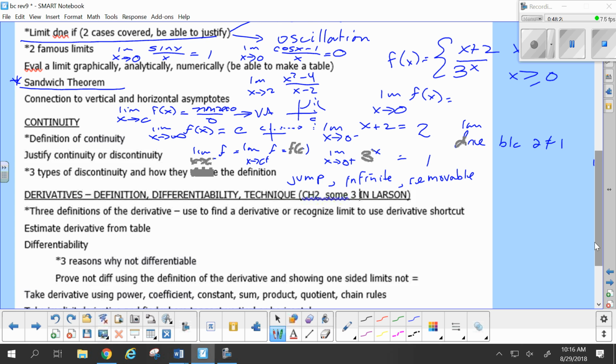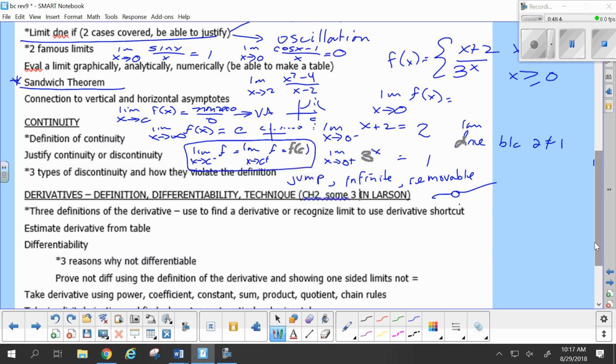Which of the parts of the definition is violated by removable? Yeah, f of C is violated. It's not equal to f at C because there's a hole. The left-hand, right-hand limits are cool, but the f at C point is not.